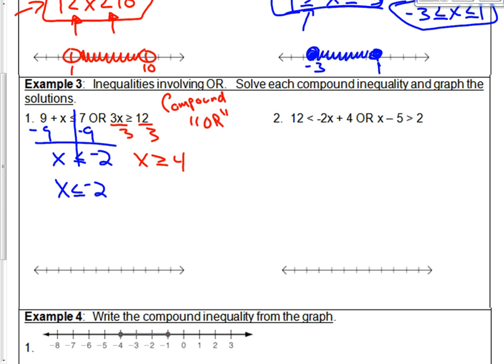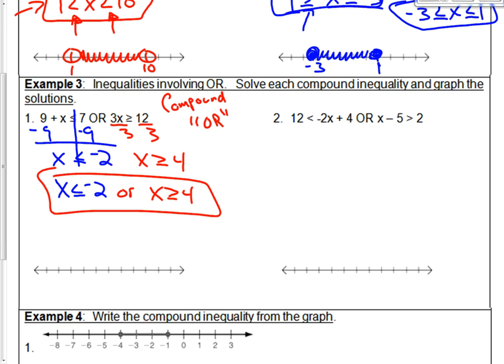Okay, so nothing more to do, so here's my answer from that one, and I just put the word "or" between them. There's my answer. And when I graph ors, just graph it as two separate problems, and then just however it works out. It works out how it does. So always put the smaller number first.